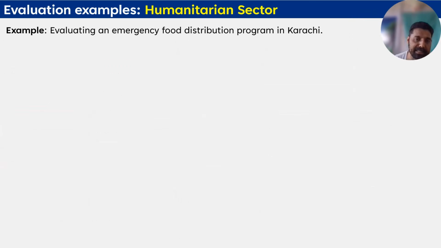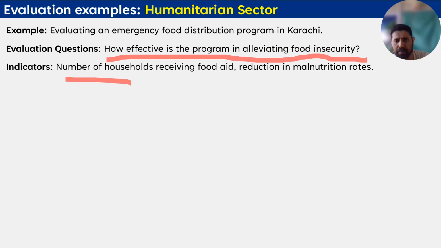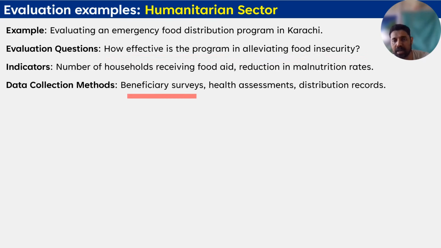And humanitarian sector emergencies: evaluating an emergency food distribution program in any area, Karachi or any other area. So here your evaluation question would be, how effective is the program in alleviating food insecurity? Number of households that received food aid, reduction in malnutrition rates. These would be your key indicators. Data collection: beneficiary surveys, health assessment, distribution record.